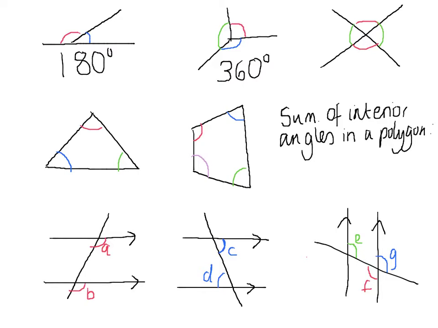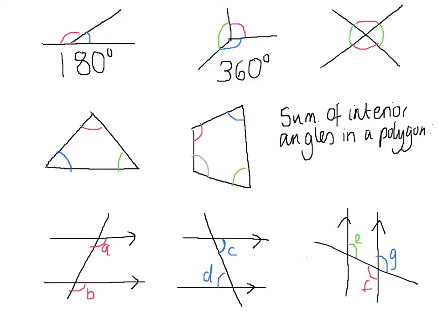Then we've got angles that meet on a cross like this, and these are opposite angles, and opposite angles are always the same. So here the two red angles are the same size and the two green angles are the same size. So angles that meet sort of on a cross, the opposite angles are always the same size.